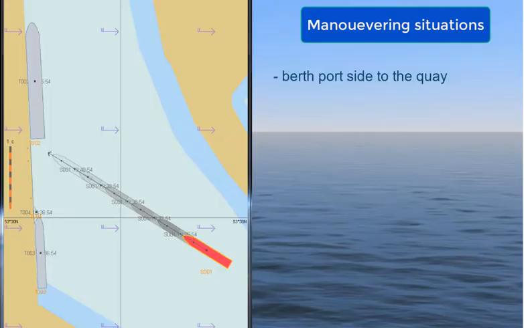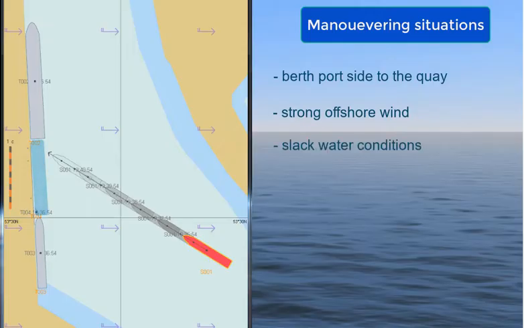In this scenario, a ship is going to berth port side along the quay. The wind is strong and offshore from the east, no current. The docking water area is narrow.